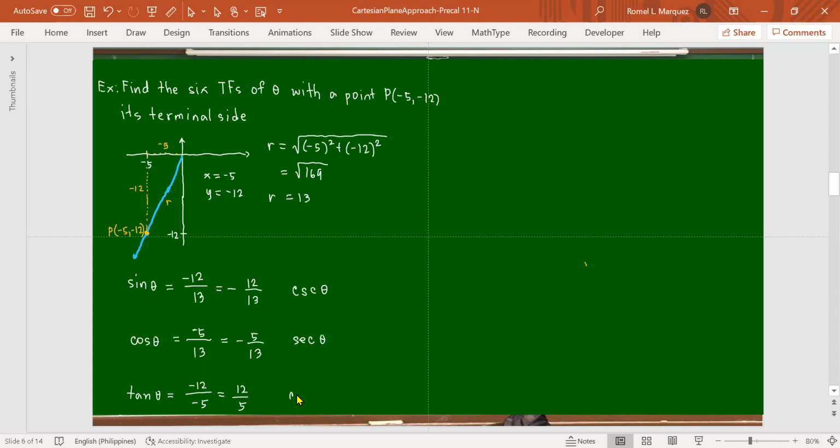What is the reciprocal of sine theta? Y over R? What is the reciprocal? R over Y. R over what? What function? The reciprocal of sine theta is cosecant theta.